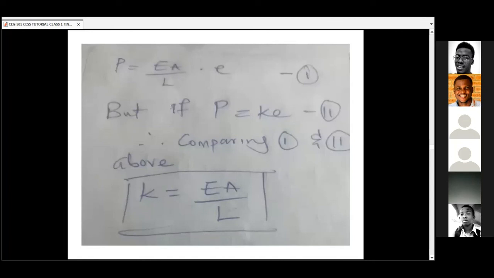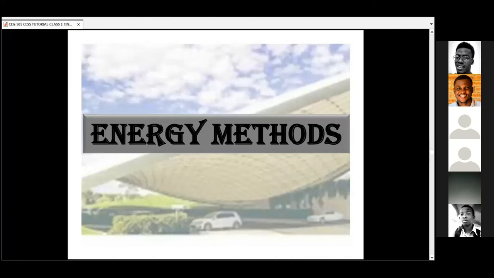E A over L. Okay. So that's that about that. So you can continue checking other formulas to see how to derive various things. Okay. So let's go into energy methods proper.